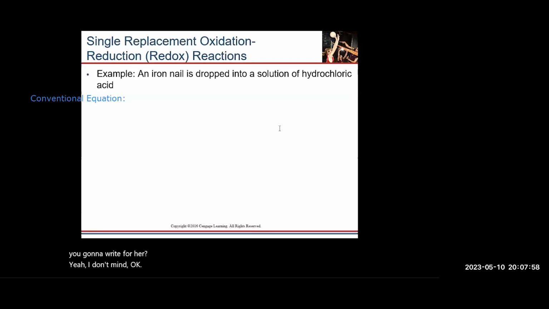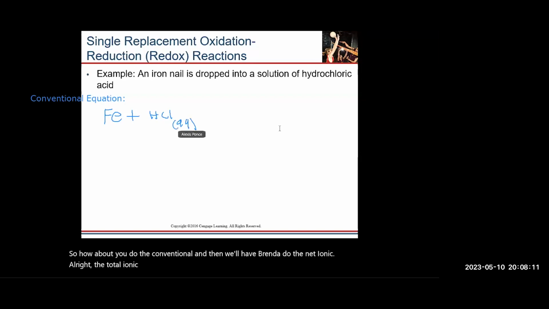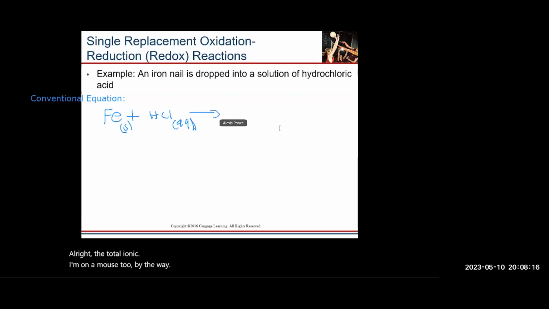What am I writing? The conventional? Yep. How about you do the conventional and then we'll have Brenda do the net ionic, or the total ionic. I'm on a mouse too, by the way. Oh, he rubs it in. Iron, that's right? Fe plus HCl. You want me to write what it produces? Hydrogen gas. Yeah, H2, just H2.